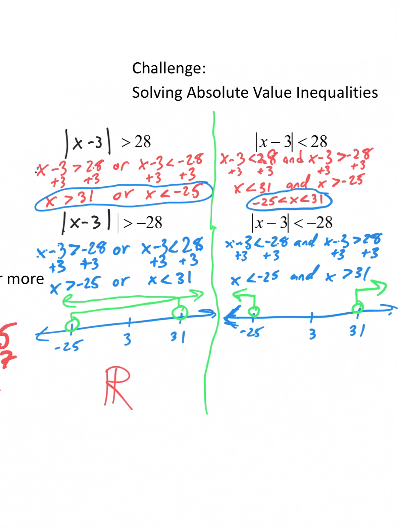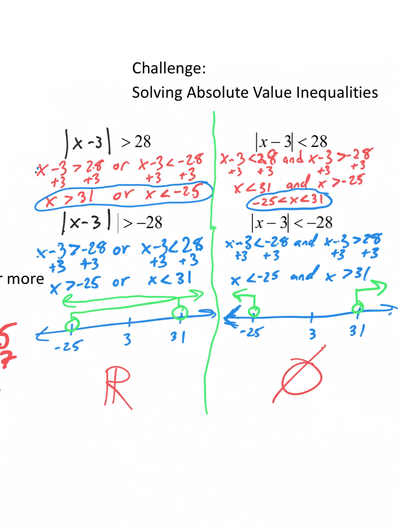In fact, this is not going to be the final graph. We would have to graph all real numbers, which shows everything. Okay, this other one here is an and. With an and statement, you're finding all the values of x that are both less than negative 25 and, at the same time, greater than 31. Not possible. You can't have a number less than negative 25 and greater than 31 at the same time. So this one is going to be the null set. It has no solution.